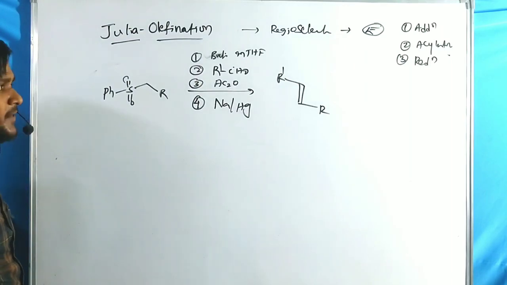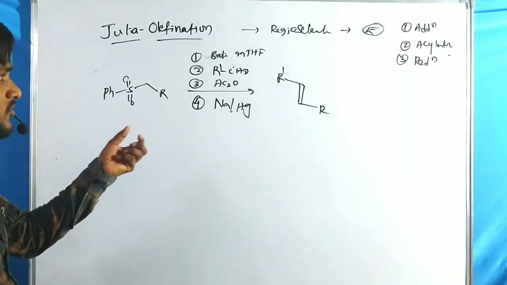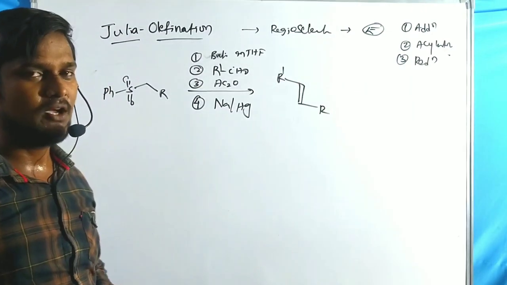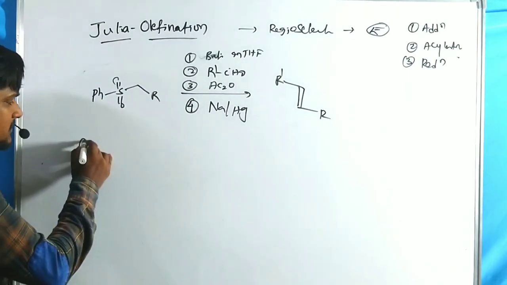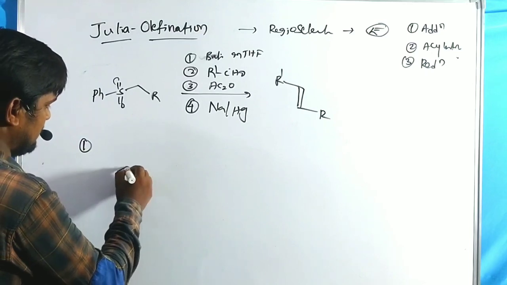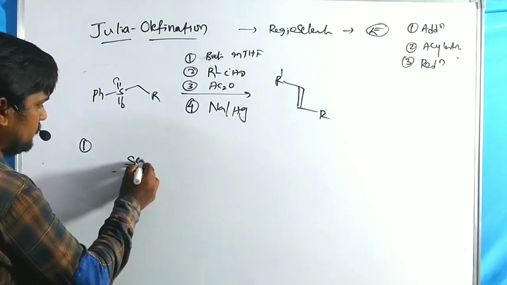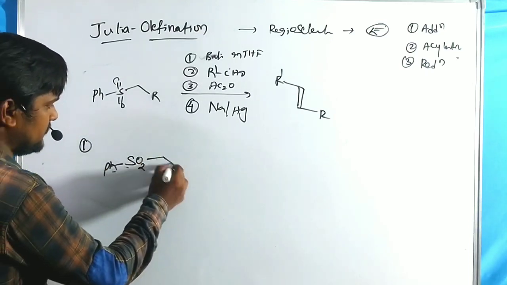R and R' as an anti product. We have already discussed those examples in our mechanism. Now we'll go through some of the very good examples. The first example, the simplest example of Julia olefination, is SO2 phenyl with methyl, that is nothing but an ethyl group.